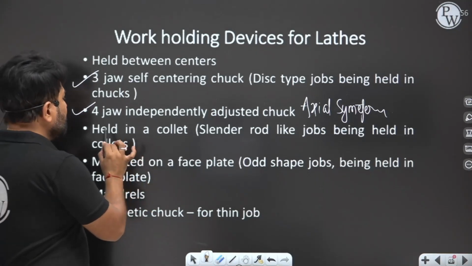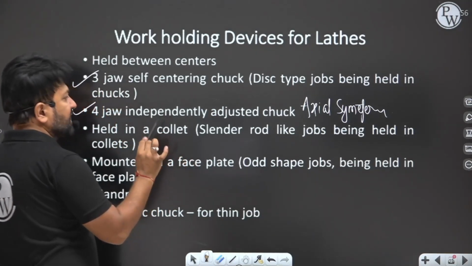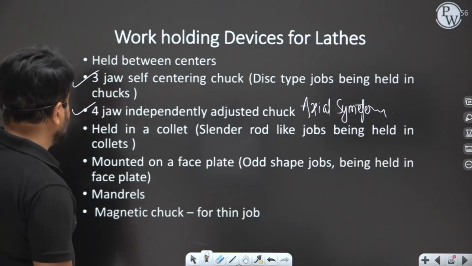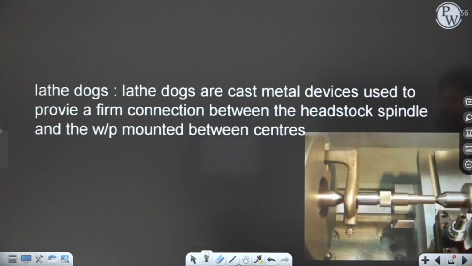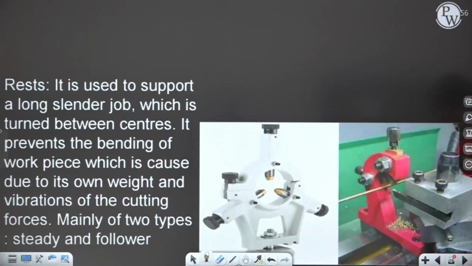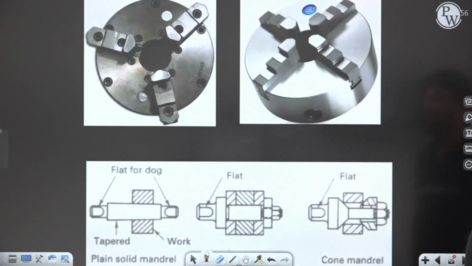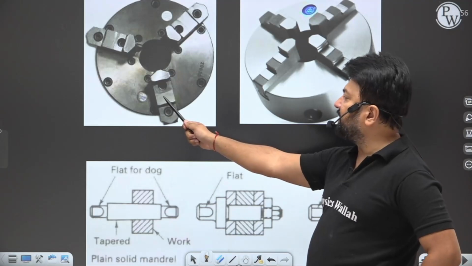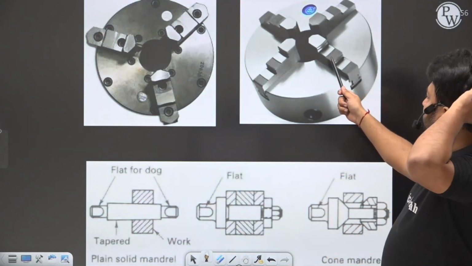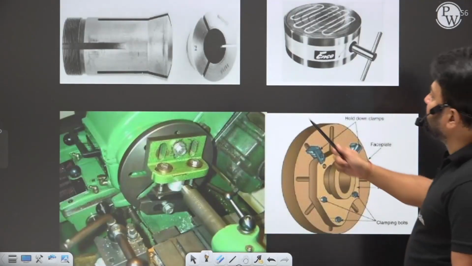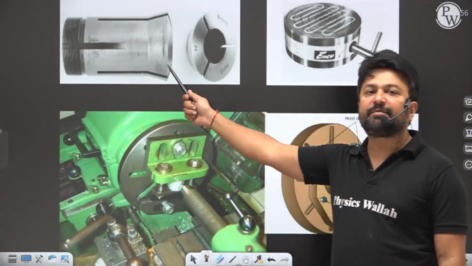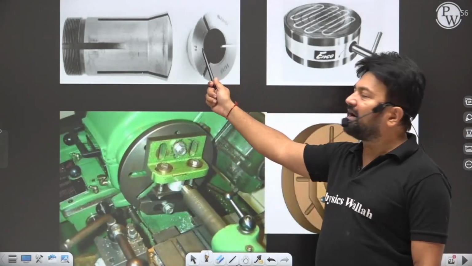Basically, a cylindrical rod-like job is held in a collet. Let me show you the shape of the collet. Now see here, a collet. This is a 3-jaw chuck, a self-centering chuck. In the 4-jaw chuck, the teeth are independently moved. And this is a collet. A cylindrical type of job is going to be held in the collet.